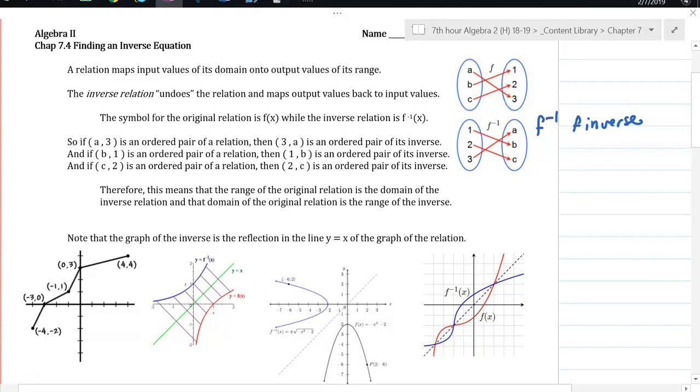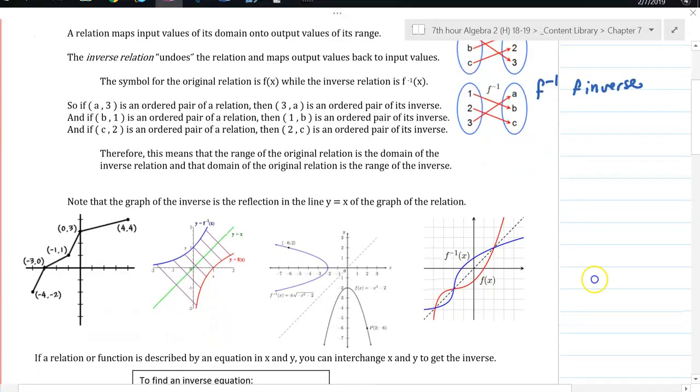So what happens is the domain and the range are switched. The range of the original function is now the domain of the inverse, and the domain of the original is now the range of the inverse. So that gives us the definition of an inverse relation. An inverse relation is what we get when we switch the domain and the range.